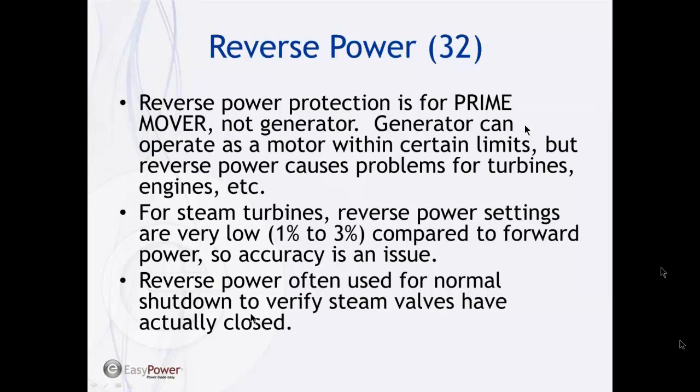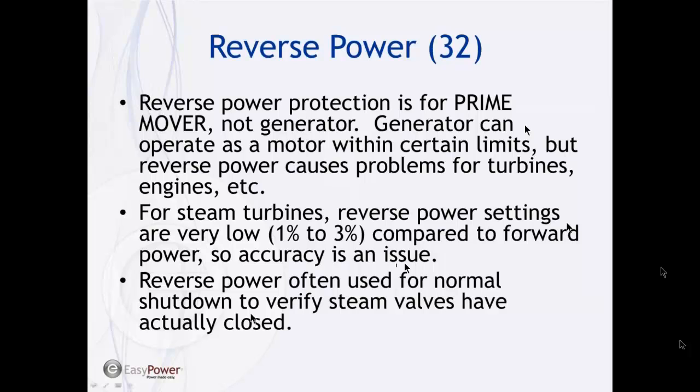The generator is happy operating as a motor within certain excitation limits, but reverse power can cause major problems for steam turbines, gas turbines, reciprocating engines, hydropower units. So the reverse power is really there to protect the prime mover and not the generator. For steam turbines, when I have low power, I can get overheating in the low pressure sections of the turbine because the turbine depends on steam flow to cool that low section as steam goes into the condenser.